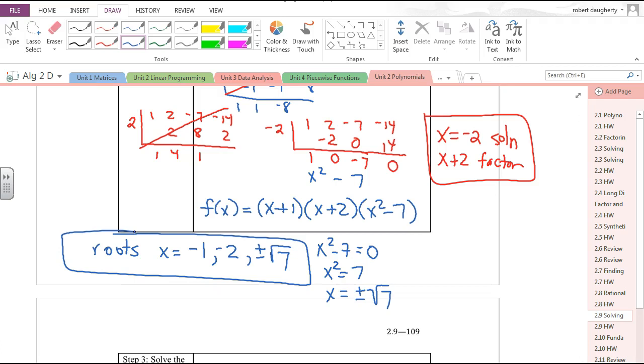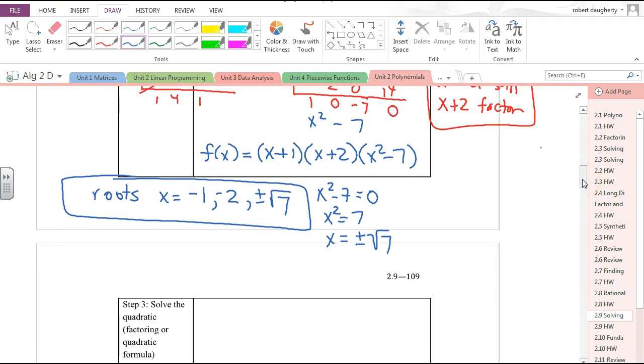Now, try to figure out. I'd ask you for the factors here before I ask for the roots, but if I can look at all the roots, I can write this factorization. I can go one more step, okay? I can write f of x is x plus 1, x plus 2, x minus root 7, x plus root 7, okay?